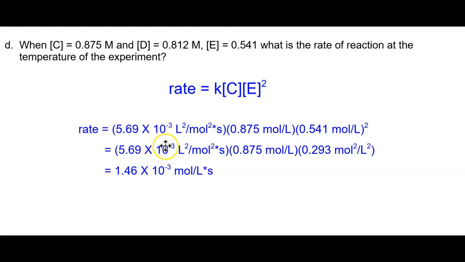This math here is just bringing this number down, this number, and I squared this. So my units squared and my number squared. So 0.541 times 0.541 gives me this, moles squared per liters squared. And then I multiplied all these numbers and end up having 1.46 times 10 to the negative third moles per liter second for my final answer.